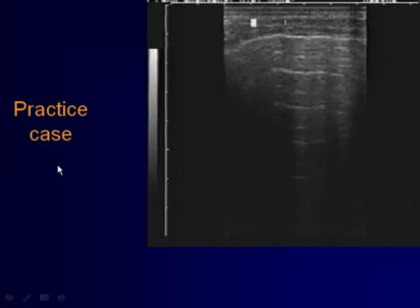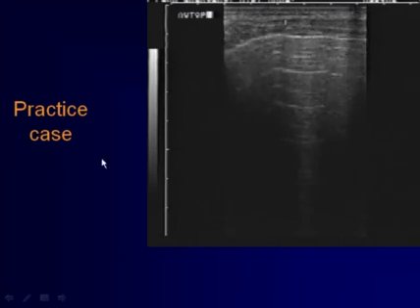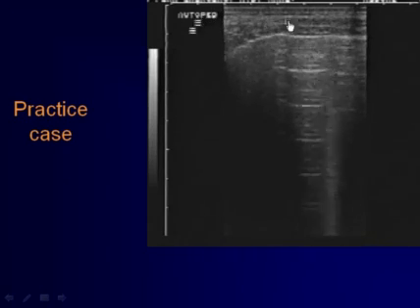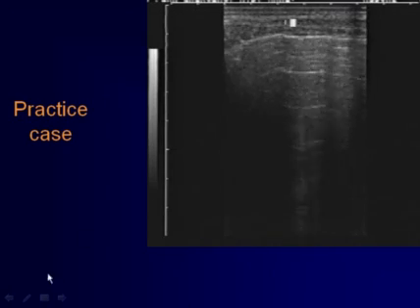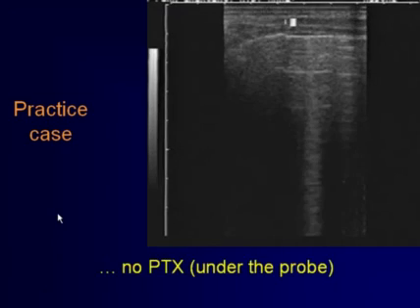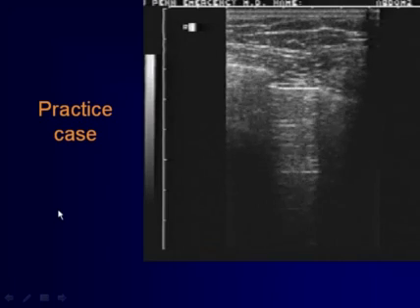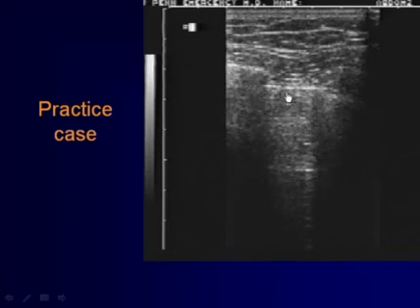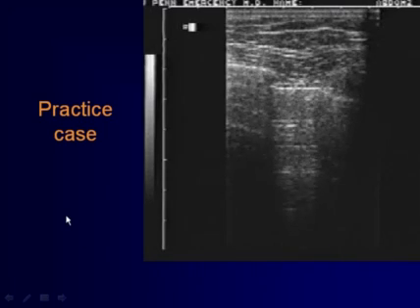Right here we don't have the ribs to help guide us, but this is fairly obviously the pleural line here, quite different from the overlying soft tissue, and pleural sliding can definitely be appreciated here. This rules out pneumothorax under the probe. Here we have rib shadow, and we're not seeing pleural sliding here, so this is actually pneumothorax.